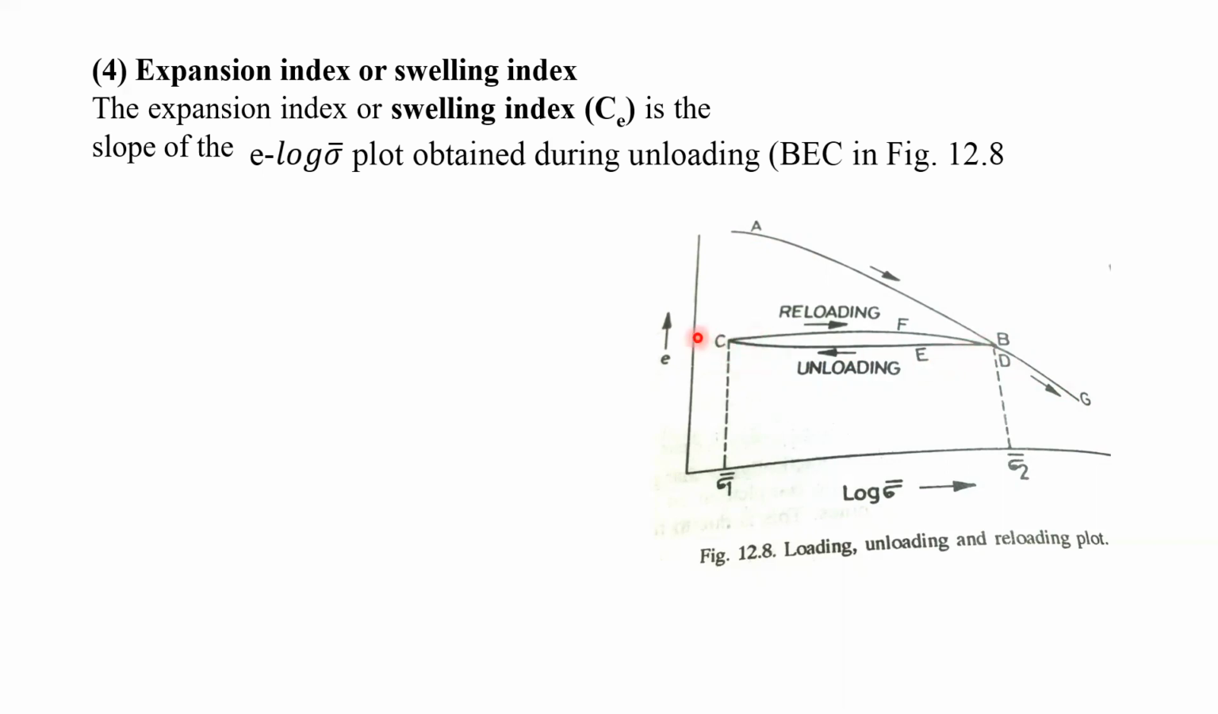So along the curve BEC, the expansion index Ce can be defined as the change in void ratio divided by log base 10 of the initial effective stress plus the change in effective stress, over the initial effective stress. So we can also define the expansion index by this formula.